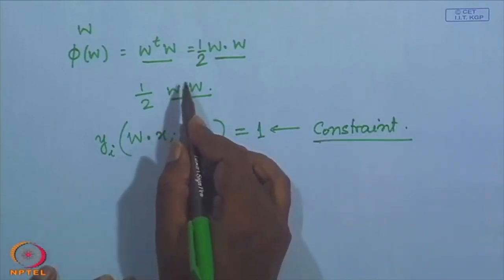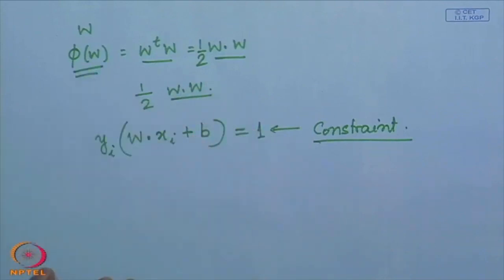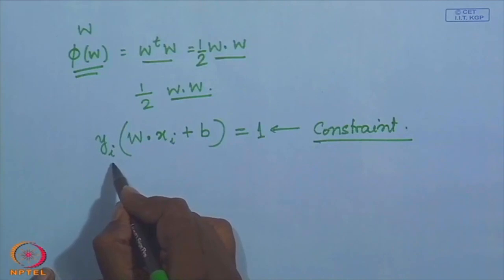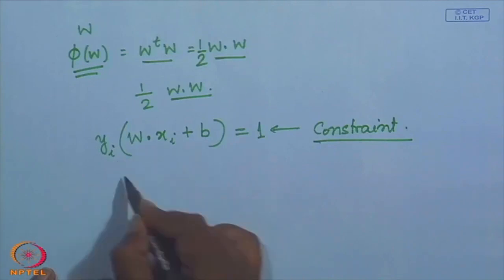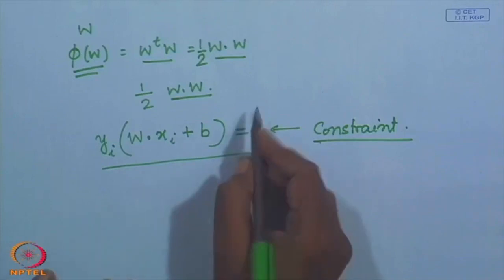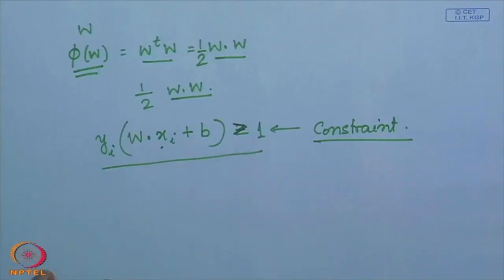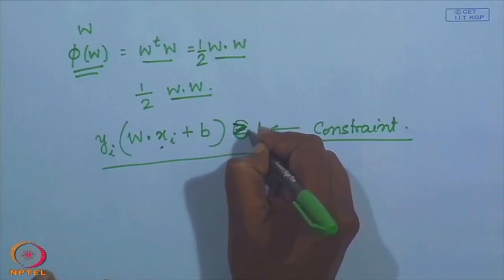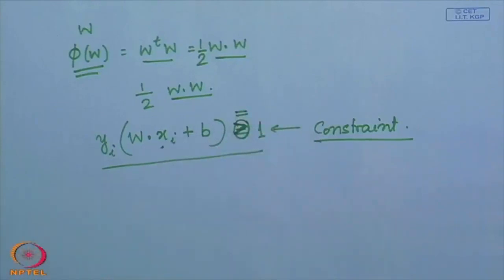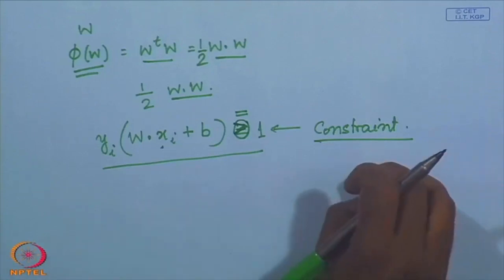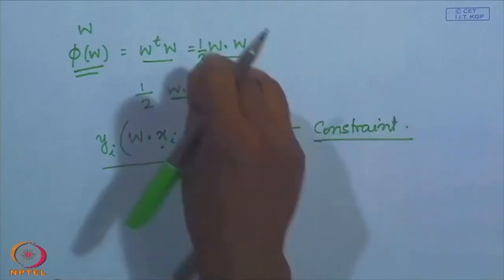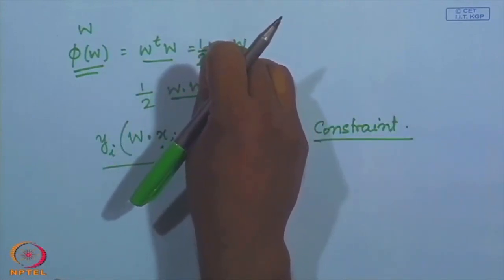So, I want to minimize phi of w subject to the constraint that y_i into w dot x_i plus b has to be equal to 1. Or I can say that this has to be greater than or equal to 1. If x_i is a support vector, then this has to be equal to 1. And because my support vector machine depends upon the support vectors, I will not take this inequality, rather I will take this equality, that is y_i into w dot x_i plus b has to be equal to 1, that is the constraint, and under this constraint I have to minimize my weight vector w.